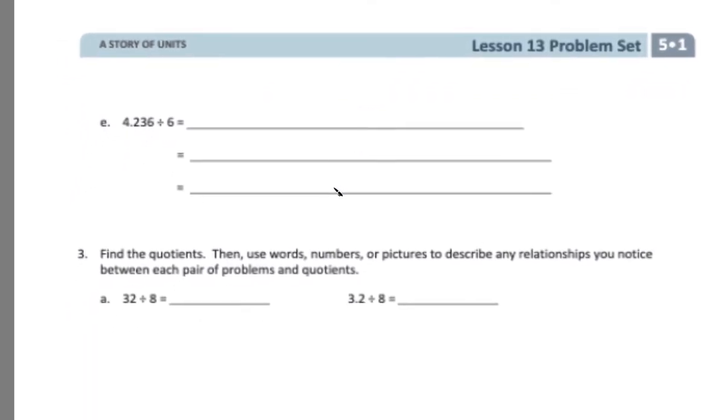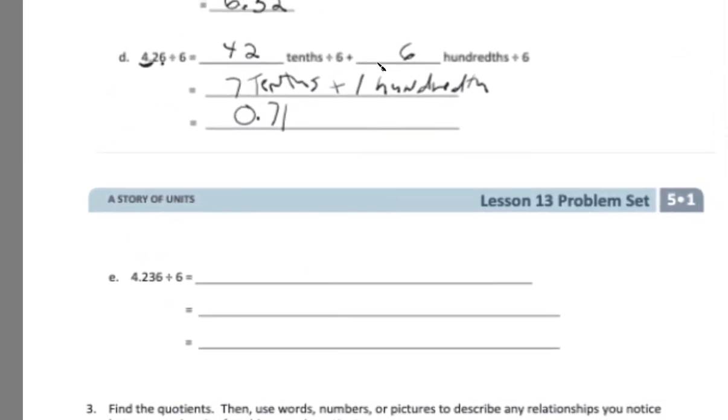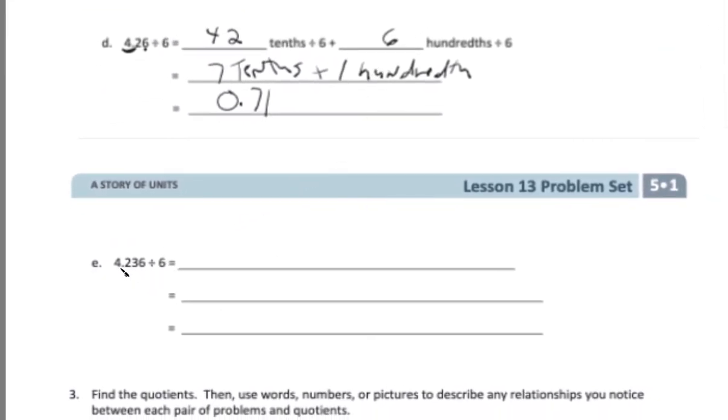Now here, this is a juicy one. They want me to do the exact same thing we did up here, only they want me to decide how to break it up. Do I break it into tenths and hundredths, ones and tenths? I don't know. Let's figure this out. I've got to divide it by 6, and I need to put these into groups that are easily divisible by 6. All right, so let's see. 4 is not divisible by 6, but is 42? 42 is divisible by 6. So this is going to be 42 tenths, right? Because it's 4.2.